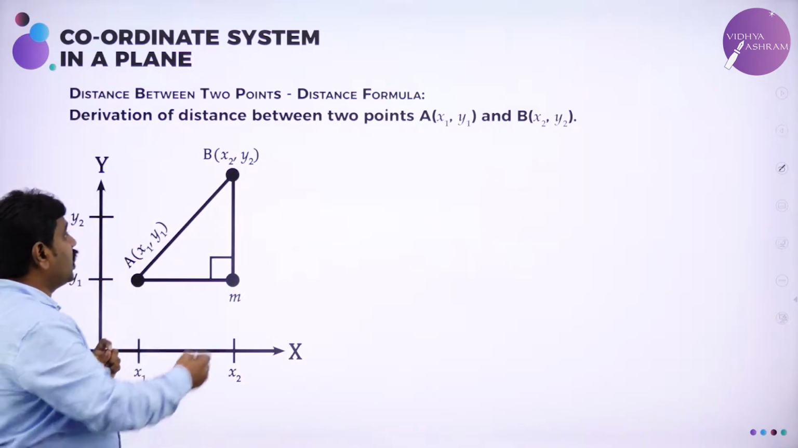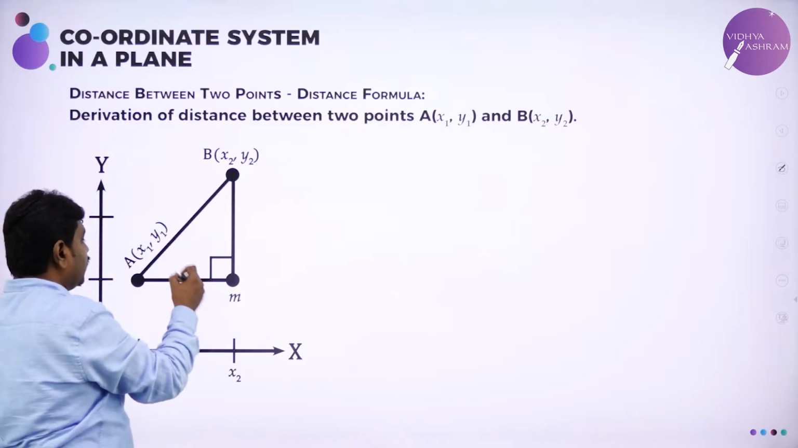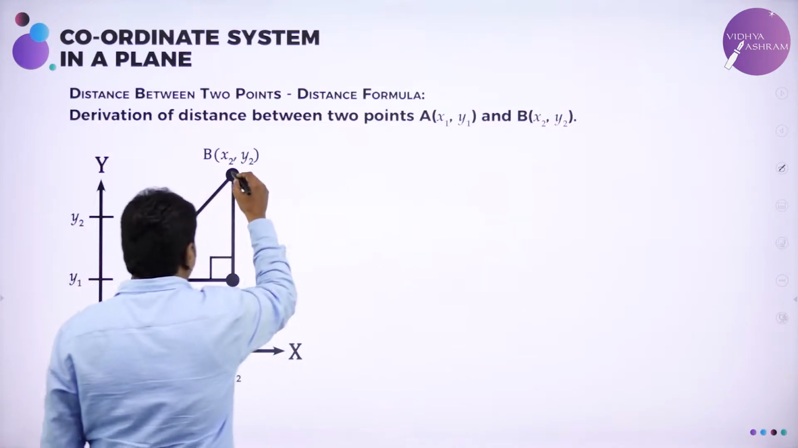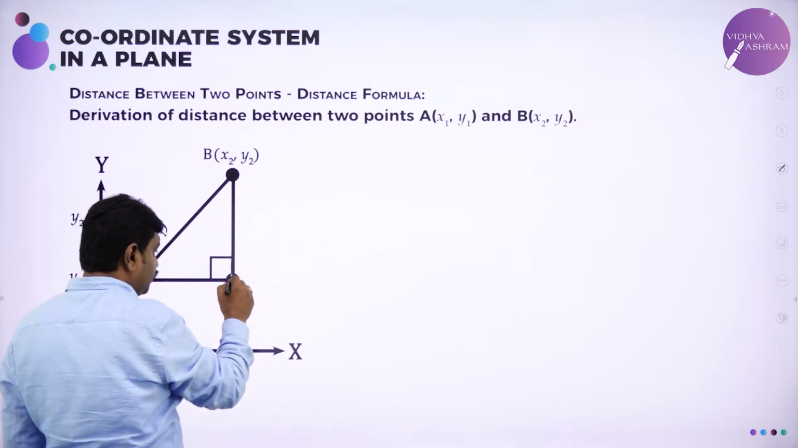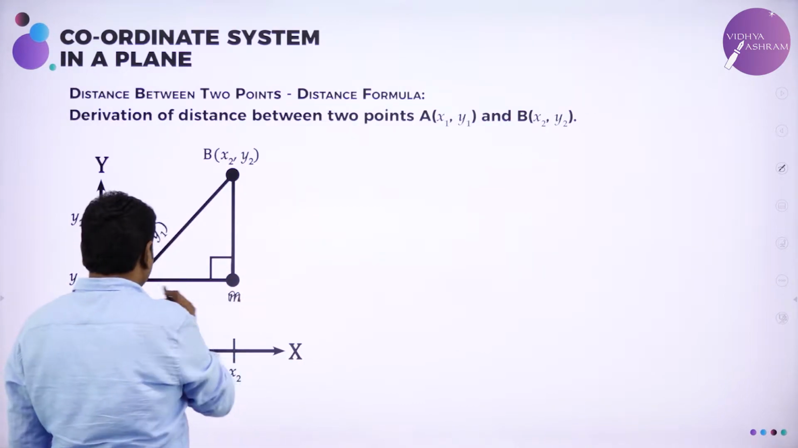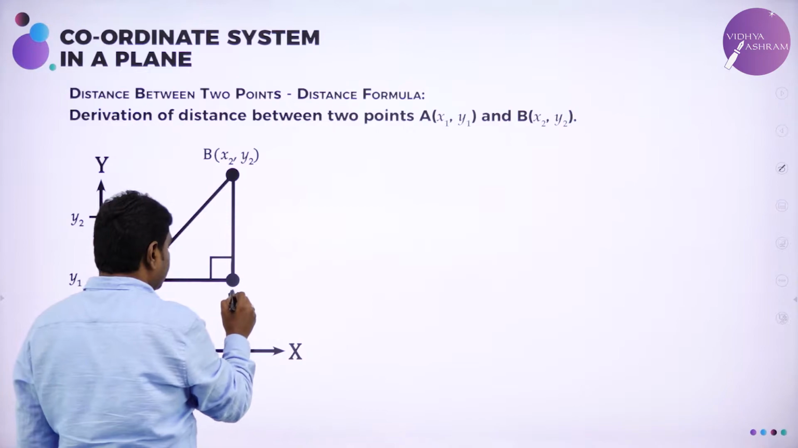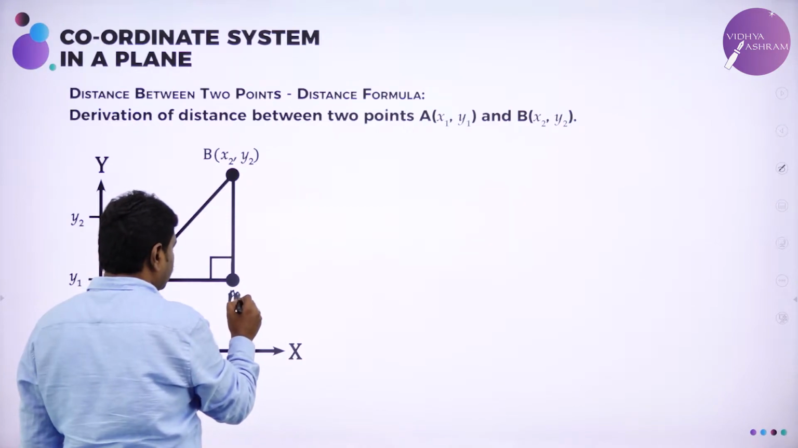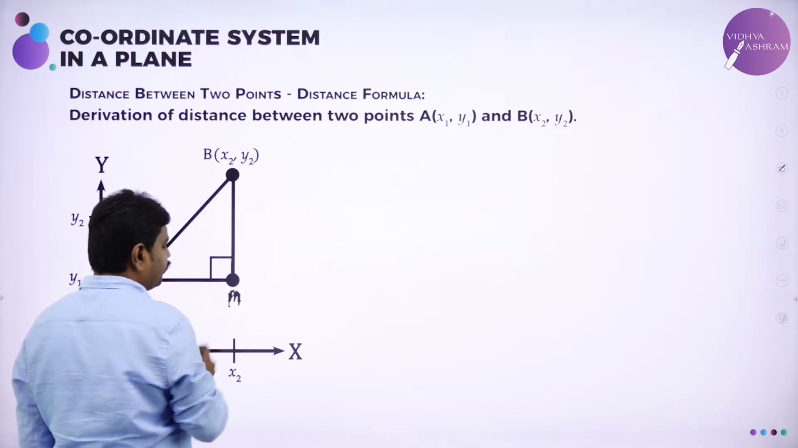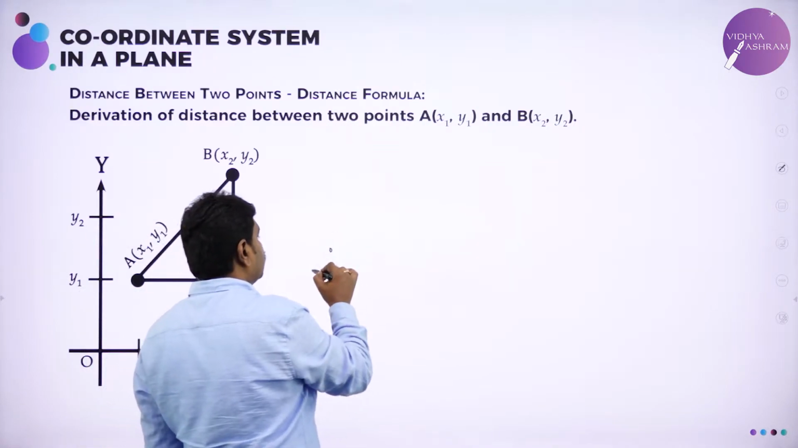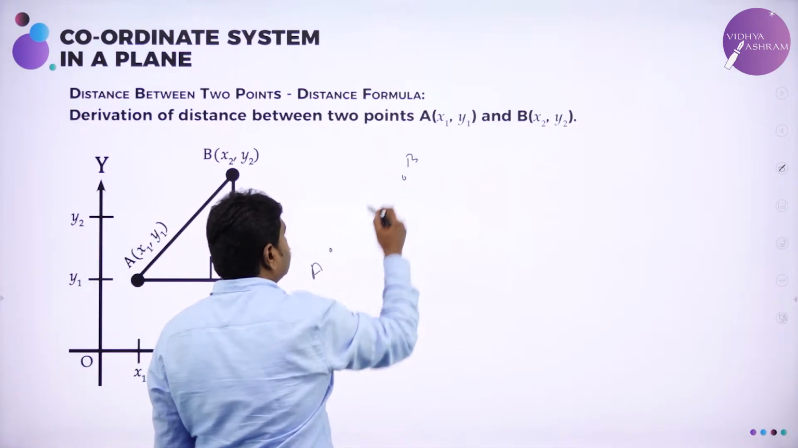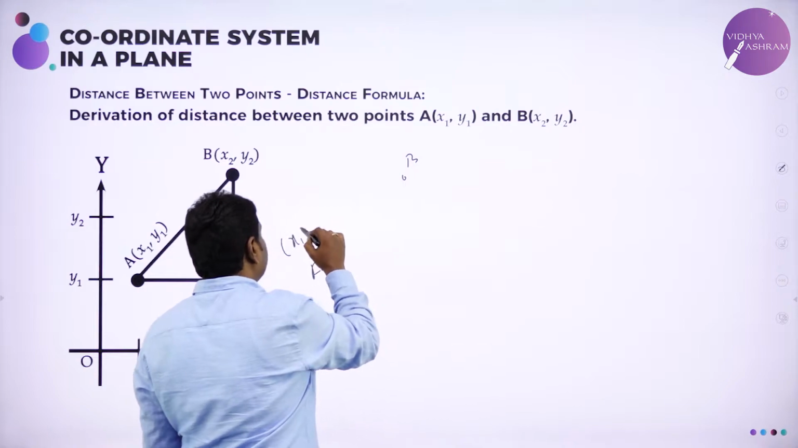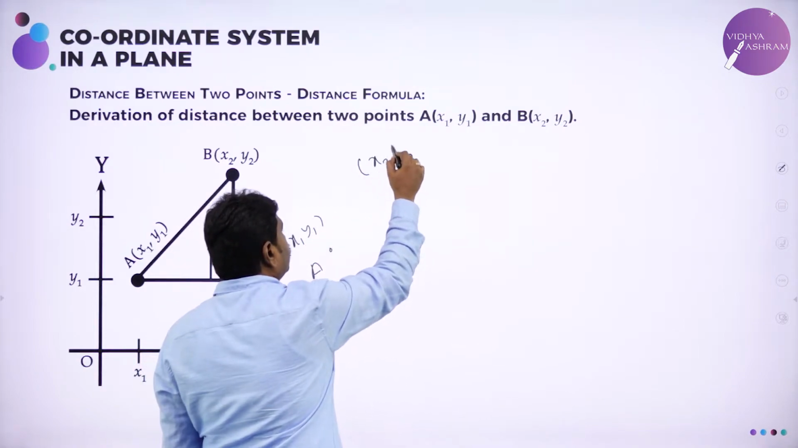Take 2 points and draw perpendicular BM and AM. So now we have drawn perpendicular. So if I join this, it will become BM, and if I join this, it will become what? AM. So now you have drawn a perpendicular. What is a perpendicular? AM and BM. Means I have taken 2 points. One is A, the other one is B. And A is x1, y1 and B is x2, y2.